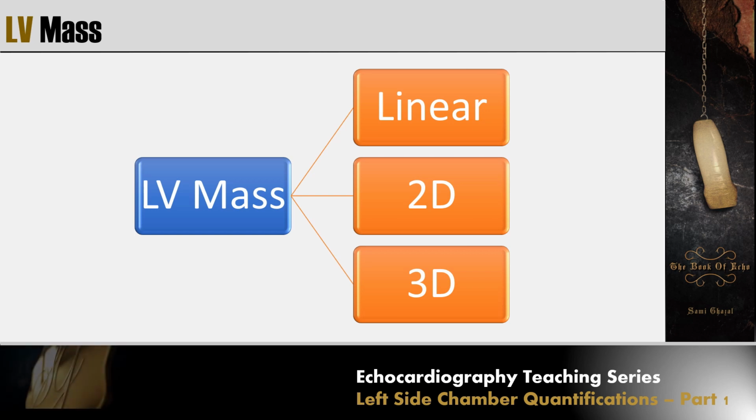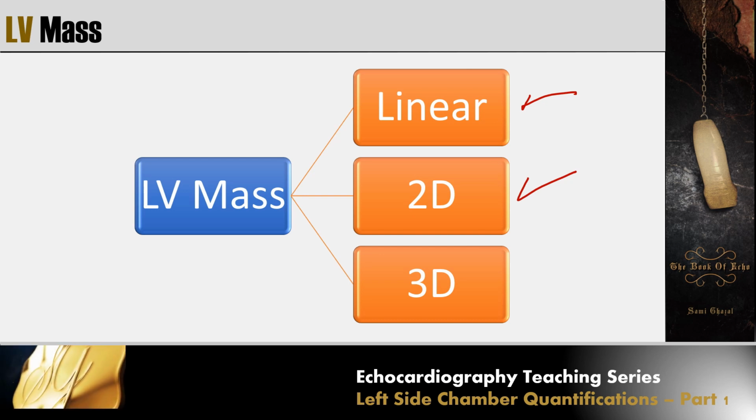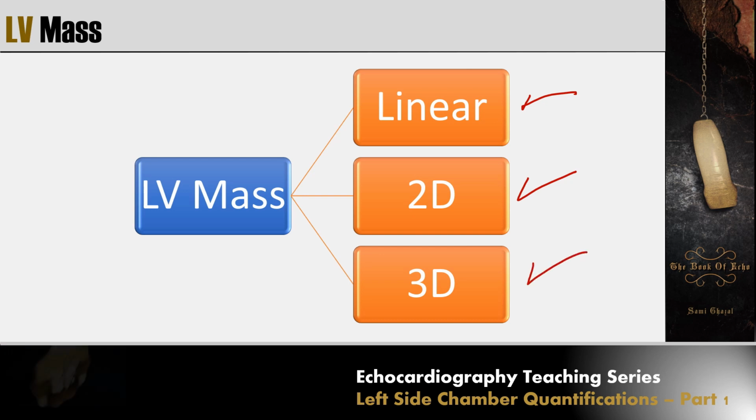How do we measure LV mass? The commonest and easiest way to do it is the linear method, and it is very well established, and it is still done. The 2D method, we can do it. It is a little bit time consuming. And finally, the 3D method, which again is not widely available.